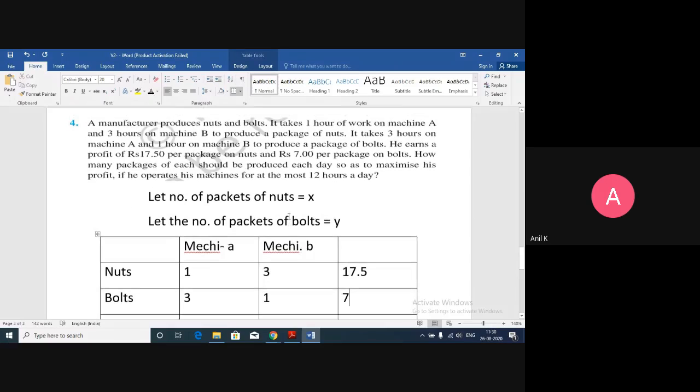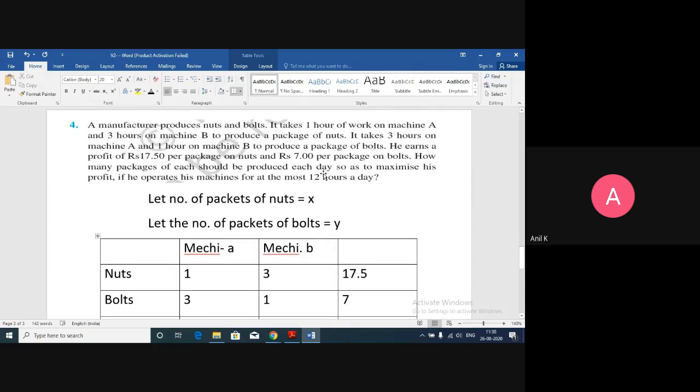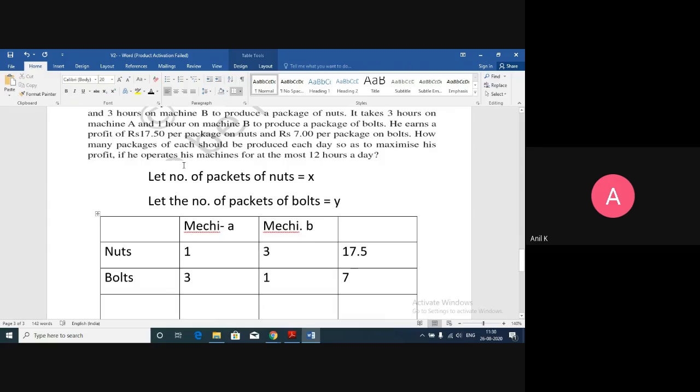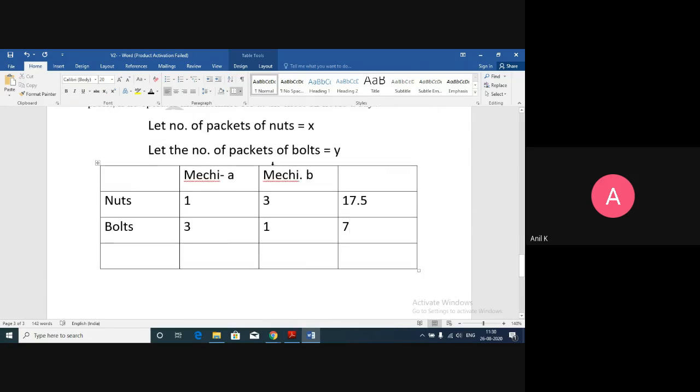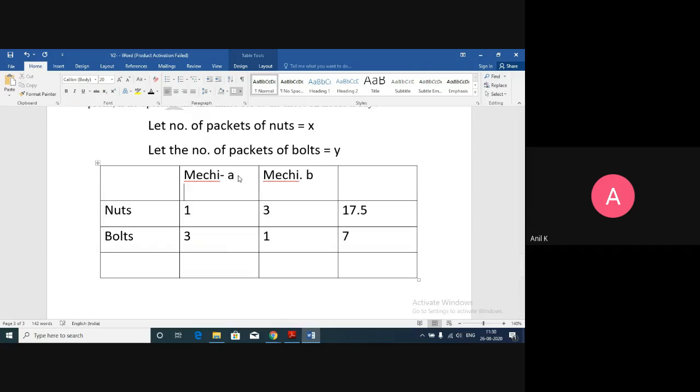Now what else is given? How many packages he should produce so that the profit is maximized if he operates each machine for at the most 12 hours. So maximum time taken is 12 hours. So how can you make this and where do you keep the 12 hours? So here I have taken X packets, and here this is Y packets.